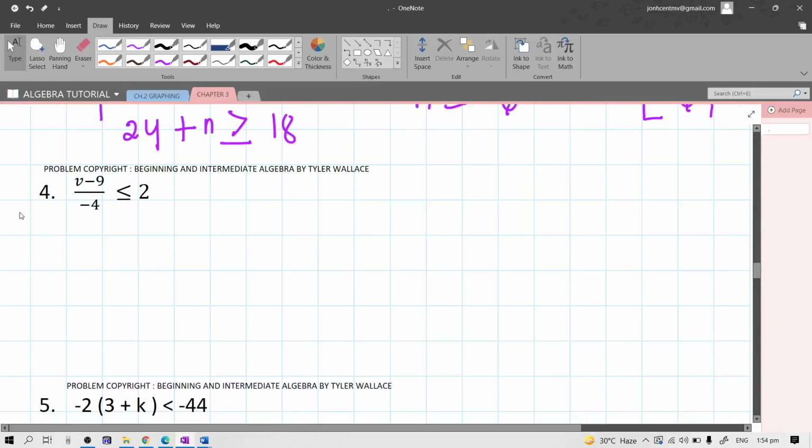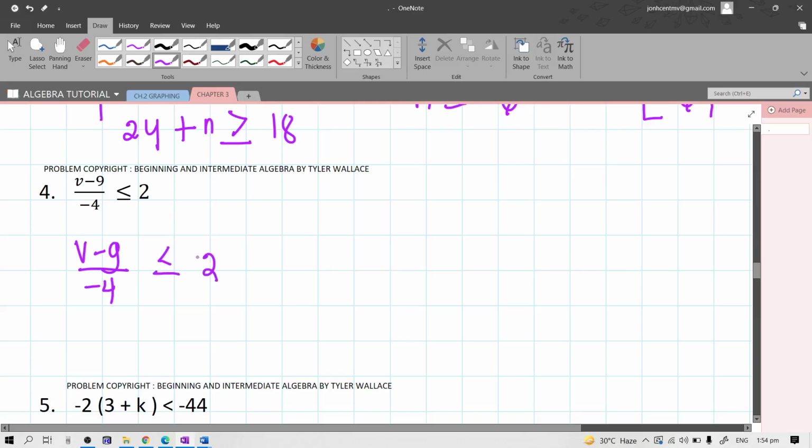Okay. So, for our example 4, we have v minus 9 over negative 4 is less than or equal to negative 2. Or positive 2, sorry. So, paano natin gagawin yan? So, dito meron tayong special consideration. So, eliminate po muna. So, we have v minus 9 over negative 4 less than or equal to 2.